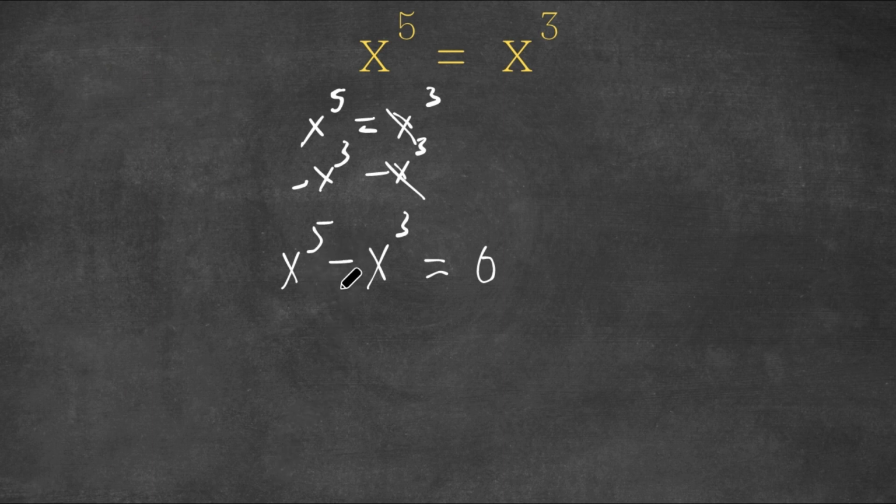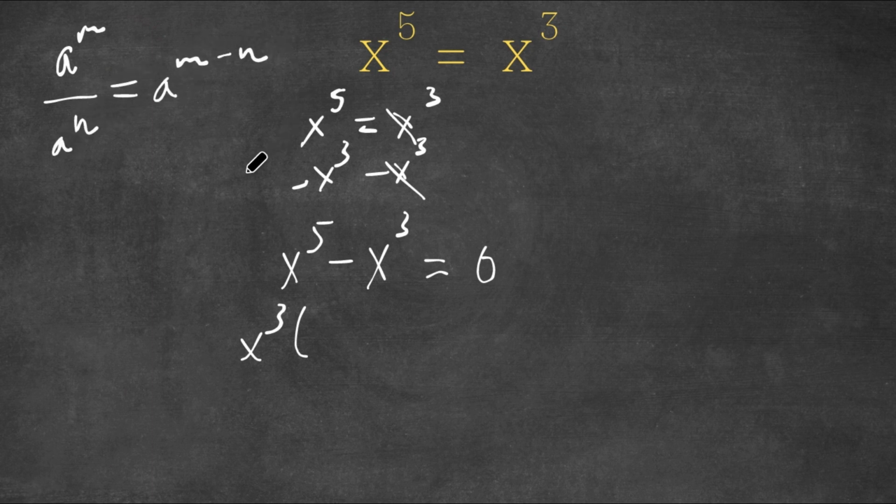Now, the greatest common factor of x to the power of 5 and x to the power of 3 is simply x to the power of 3. So I'm going to factor out x to the power of 3 from x to the power of 5 minus x to the power of 3. So now I get, well, x to the power of 5 divided by x to the power of 3. Let's say we have a to the power of m divided by a to the power of n. This is equal to a to the power of m minus n. So x to the power of 5 divided by x to the power of 3 would equal x to the power of 5 minus 3, which is equal to x to the power of 2.